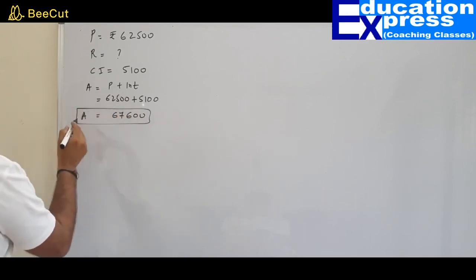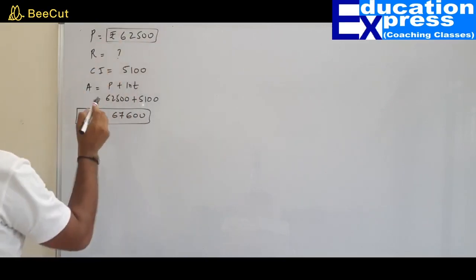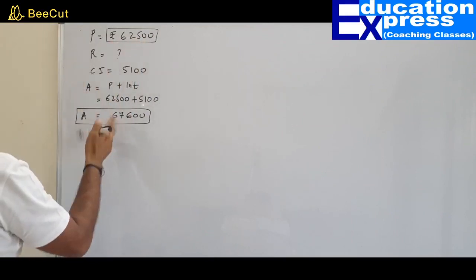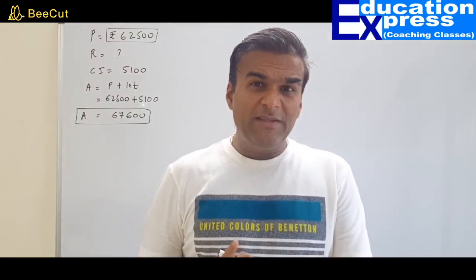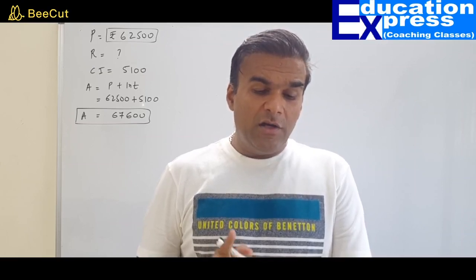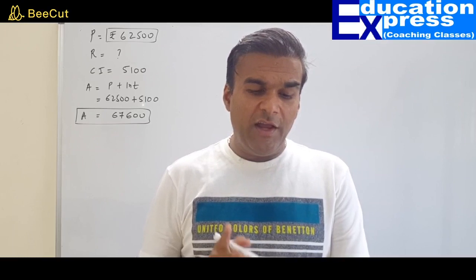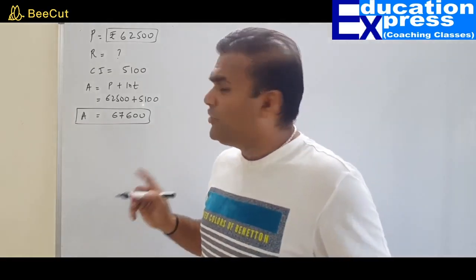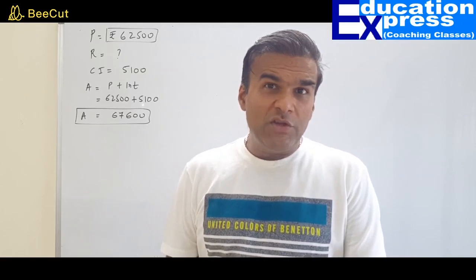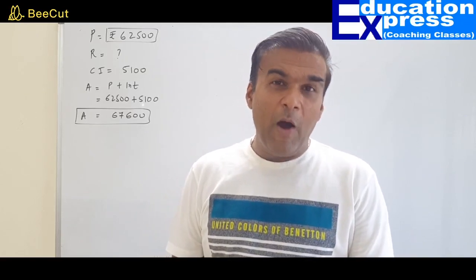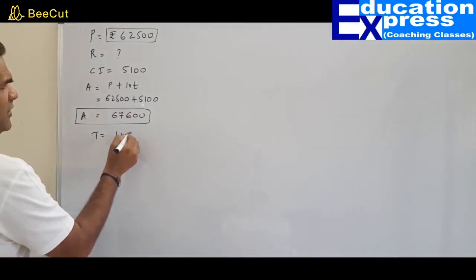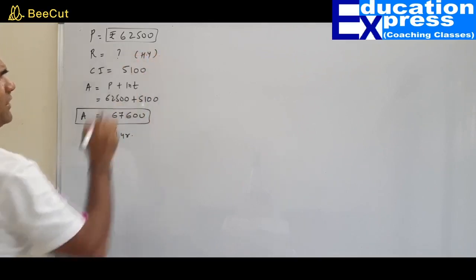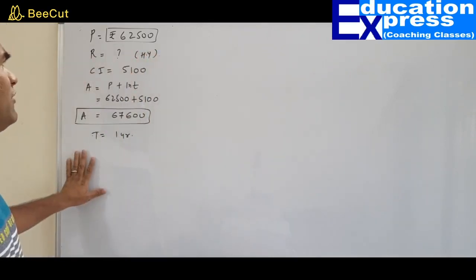Amount is available, principal is available. Rate is not available. Let us check out the time duration. At what rate of interest per annum will a sum of rupees 62,500 earn a compound interest of 5,100 in 1 year? So time duration is also given, that is 1 year. The most important line: the interest is to be compounded half yearly. So time is 1 year. Interest is half yearly. So do mention in the bracket that it is half yearly, so that we know which formula we have to use.